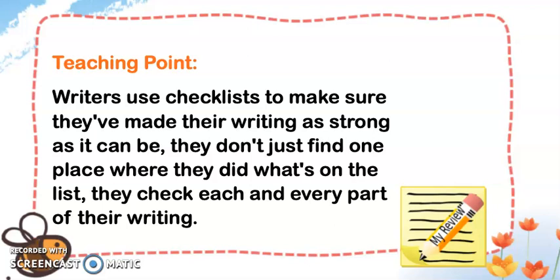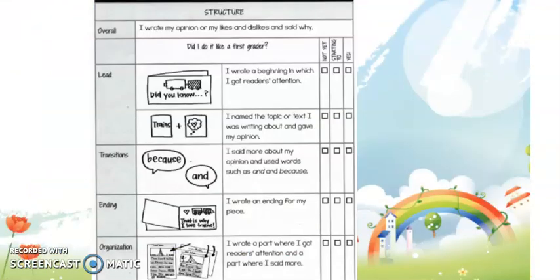Okay? So here's today's teaching point. Writers use checklists to make sure they make their writing as strong as it can be. They do not just find one place where they did what's on the list. They check each and every part of their writing. Now let's see how the new checklist looks. There are 5 parts in the checklist. The first part.